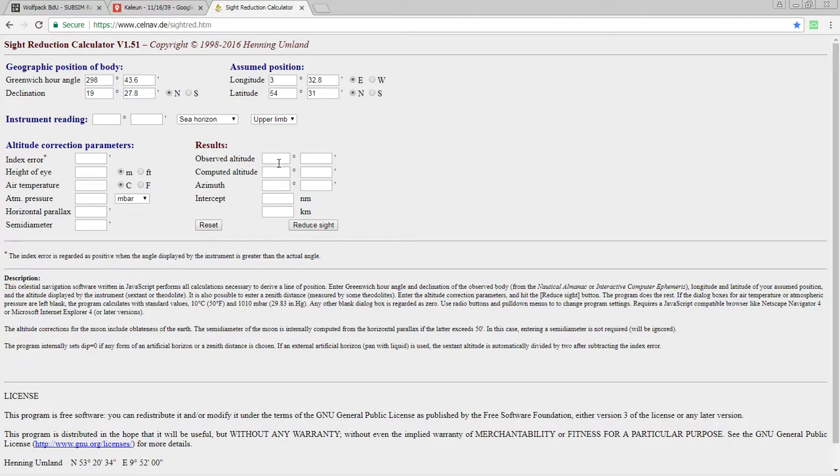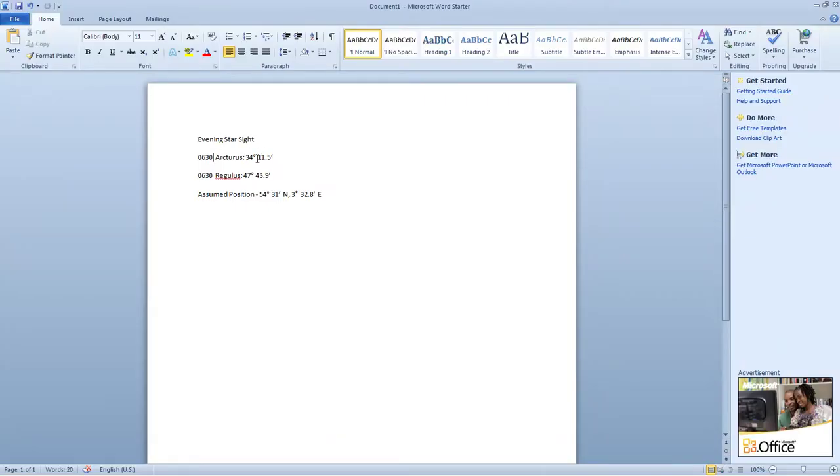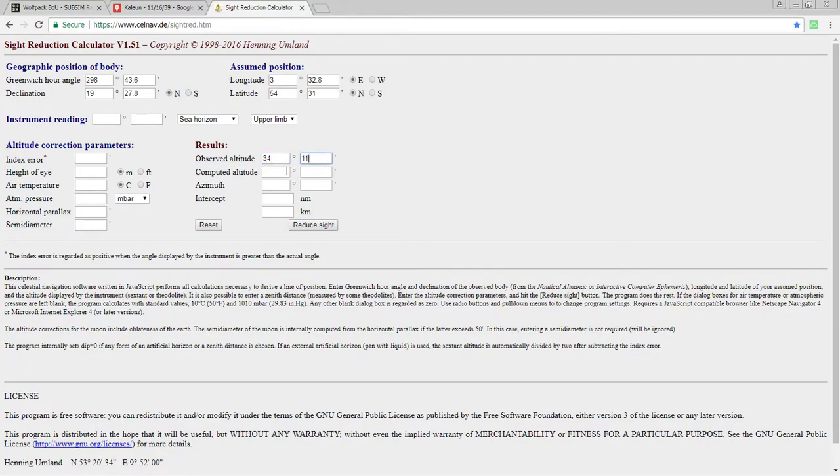Now we need to enter in the observed altitude. None of this matters because I would be giving you your adjusted sextant reading. You don't have to do all of this stuff. This is obviously if you're doing it in real life. Observed altitude, that's given to you. We're doing Arcturus first, 34 degrees, 11.5 minutes. 34, 11.5.